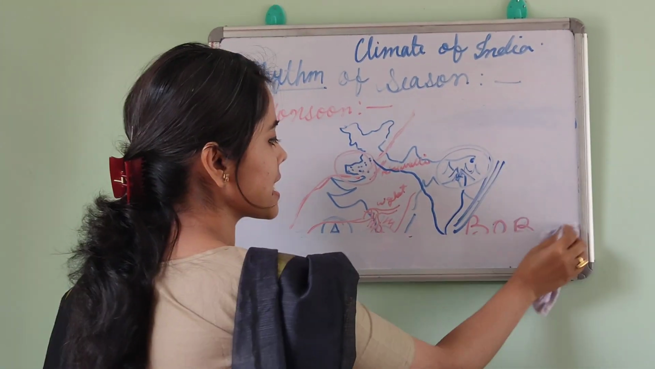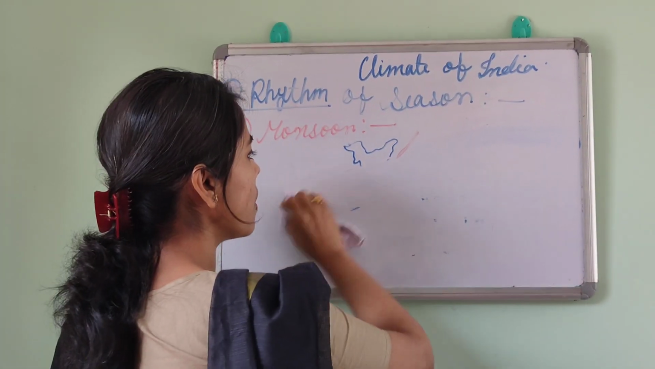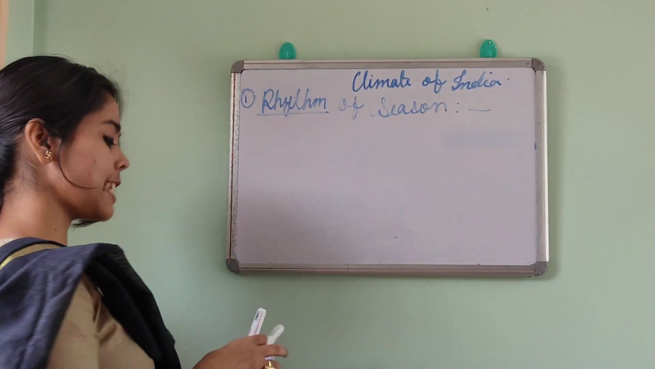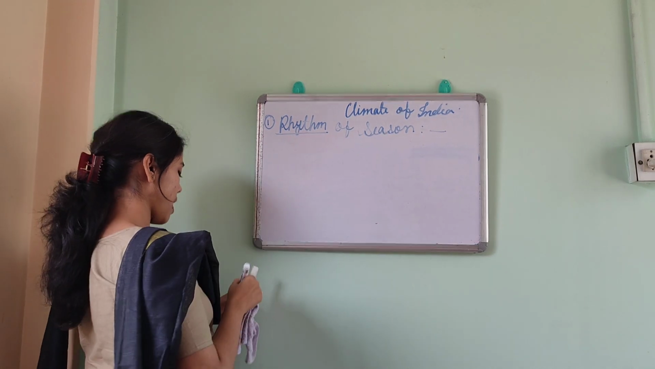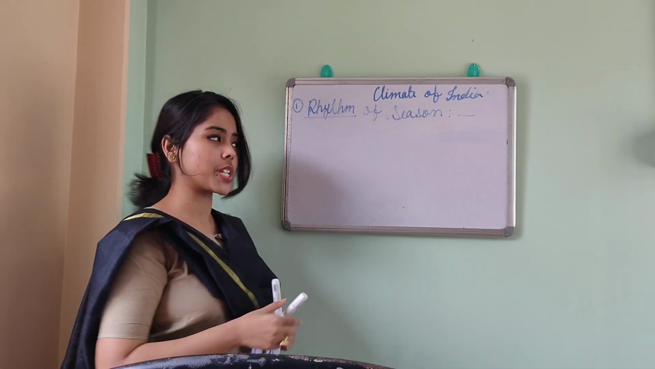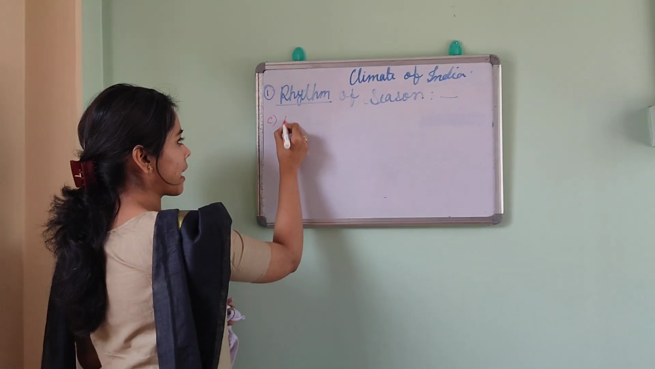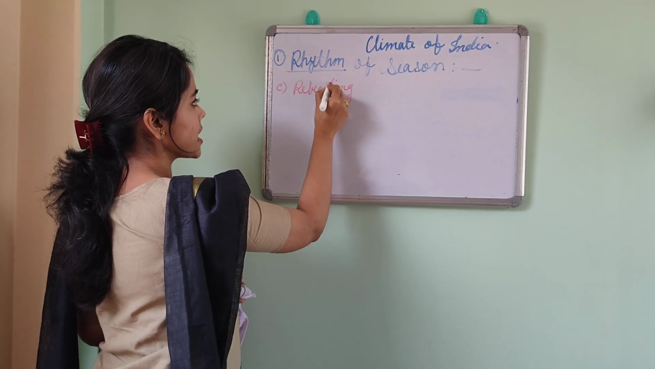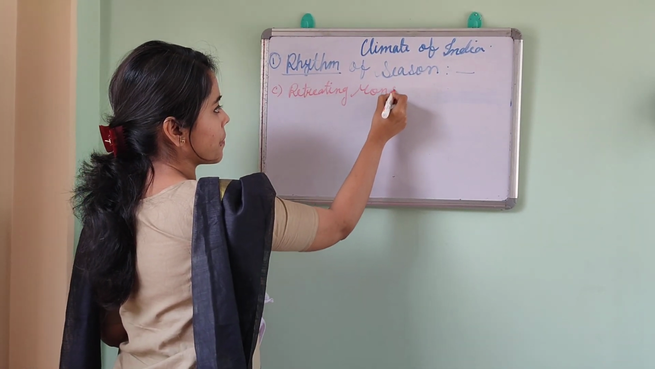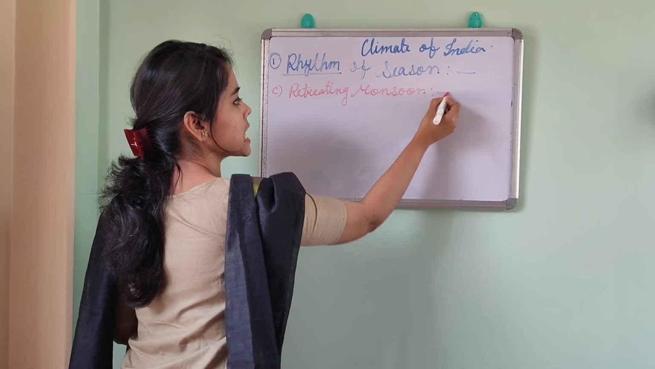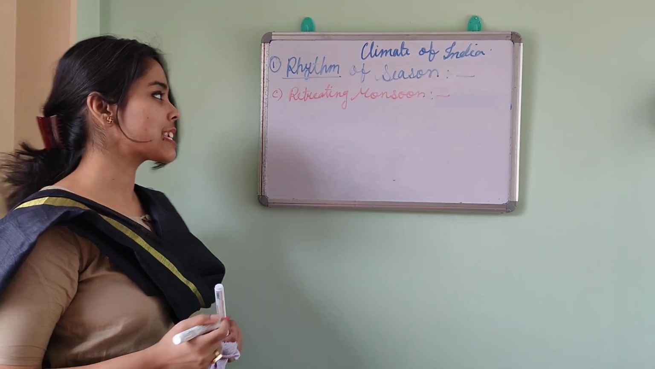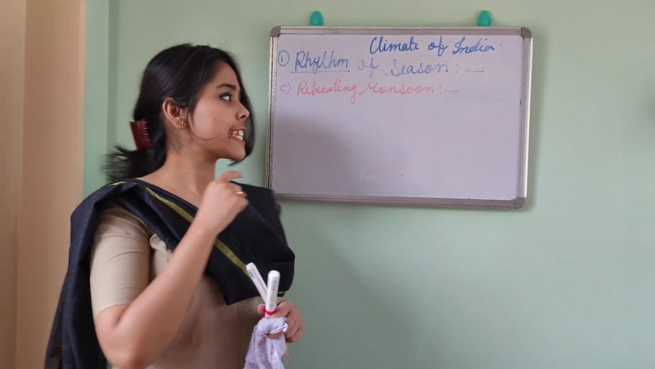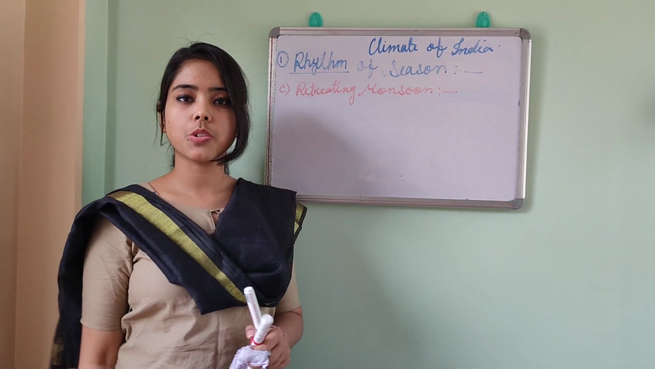So monsoon season done. Now the third one. It is also important. It is retreating of monsoon. Now what is the meaning of retreating? Retreating means going back. Retreating monsoon. You can consider this season as autumn also, because during the months of September and October, India experiences a retreating monsoon type of season.